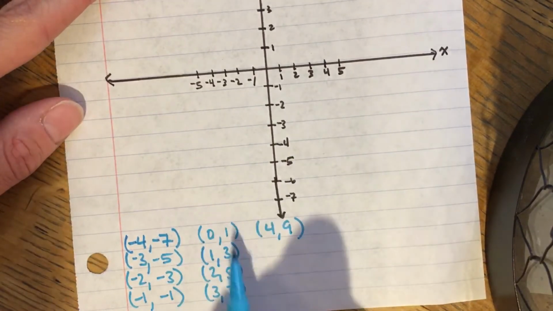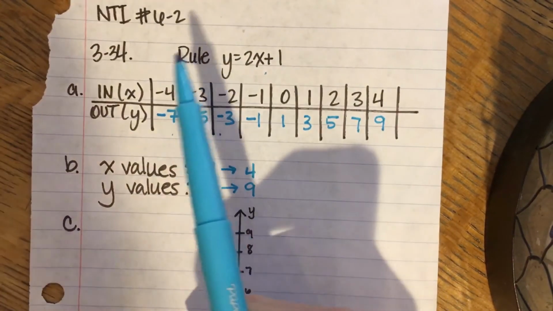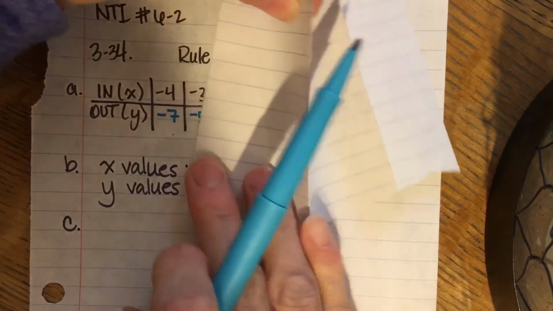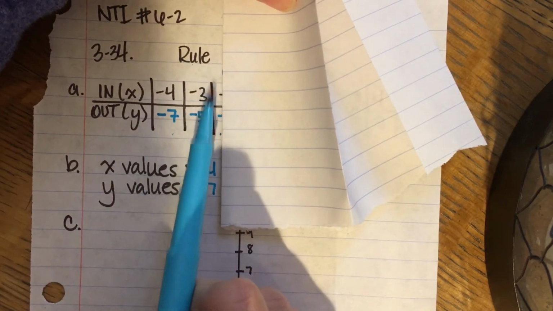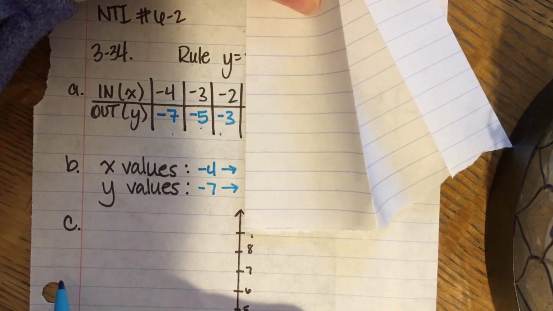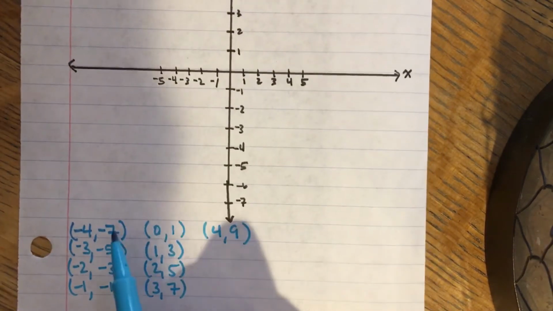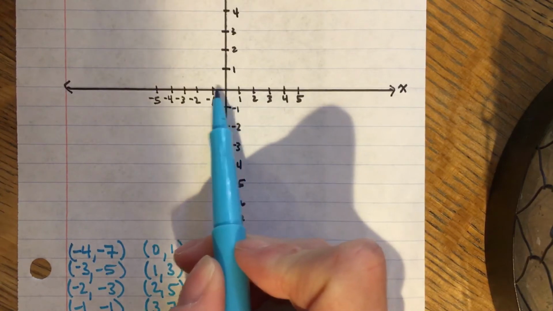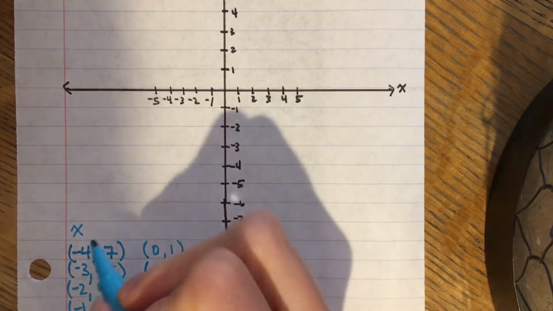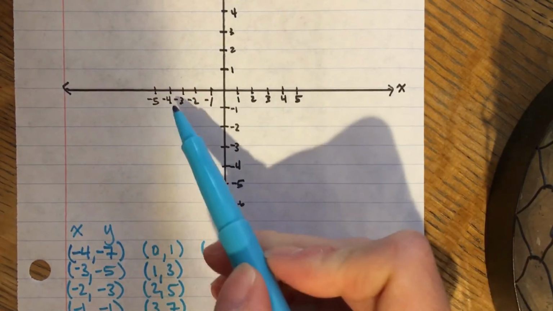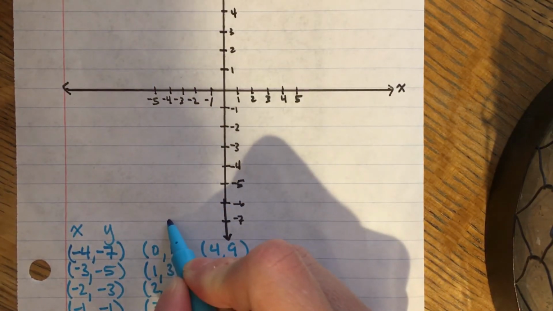So these are all the points that I'm going to plot on my graph, and I got all of these by looking at my table. So you're looking at this. This is my first ordered pair, -4, -7. Here's my next one, -3, -5, -2, -3, and so on. All right, so plotting my first one, -4, -7, I'm going to go over to -4 on the x, because remember, the first one is x, and then I'm going to go down to -7. So over to -4, down to -7, and I'm going to put a point.